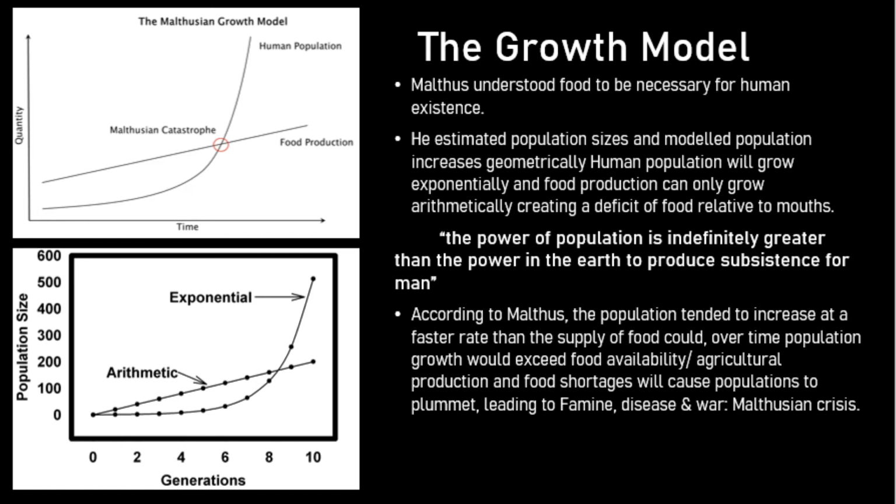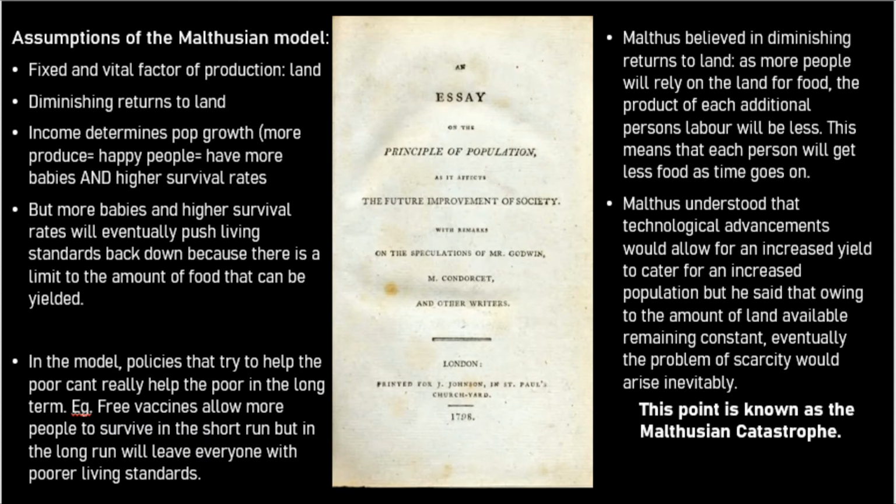According to Malthus, the population tended to increase at a faster rate than the supply of food could, and over time the population growth would exceed the food availability. This would cause food shortages, which would then lead to famine, disease, and war, which we know now as the Malthusian crisis. Malthus believed in diminishing returns to land. As more people rely on the land for food, the product of each additional person's labor would be less. This means that each person would get less and less food as time goes on.